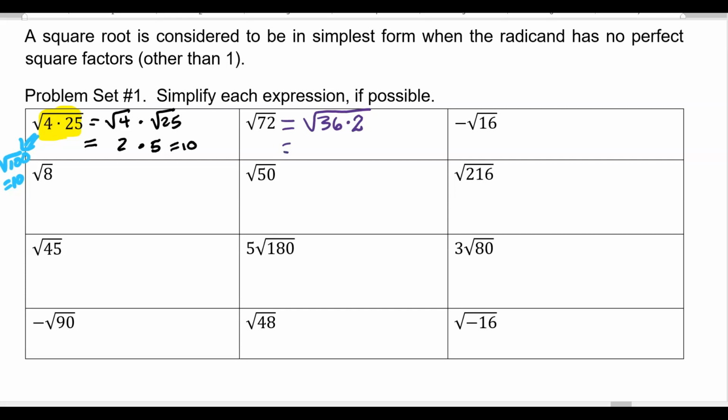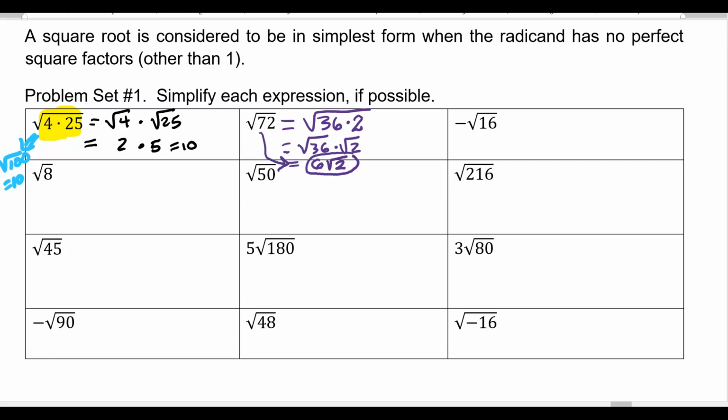That way we can split it up as the square root of 36 times the square root of 2. And what is the square root of 36? It is 6. Therefore, it's not under the radical anymore because 36 was a perfect square and the square root of 36 is 6. However, 2 is not a perfect square. It remains under the radical. So square root of 72 simplifies to 6 times the square root of 2.